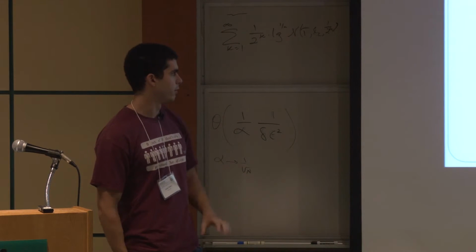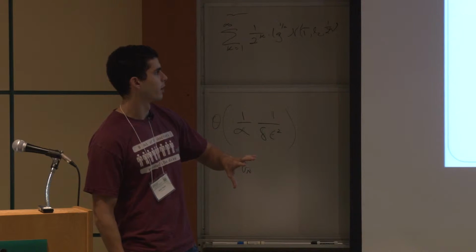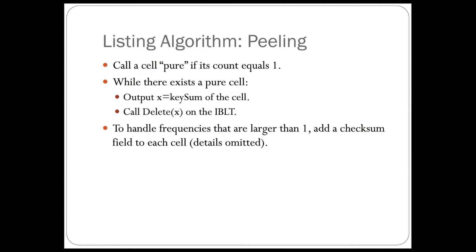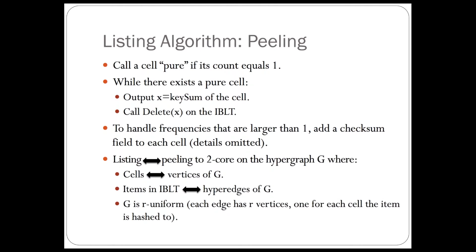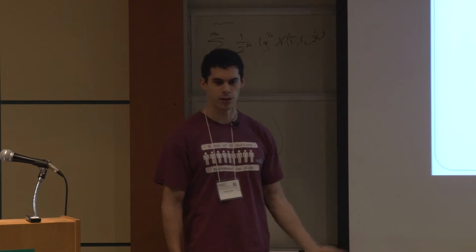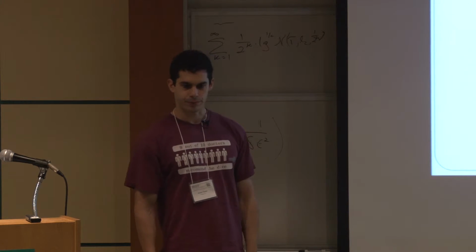The whole point of assuming that each item has frequency at most 1 is that it's very easy to detect pure cells here, but in general, even if that's not the case, you can do it by keeping some checksums around. And this is really just peeling on a random hypergraph, peeling to the 2-core. You get stuck and listing fails if the 2-core is not empty. So in this hypergraph, cells of the IBLT correspond to vertices, and items living in the IBLT are like hyperedges.